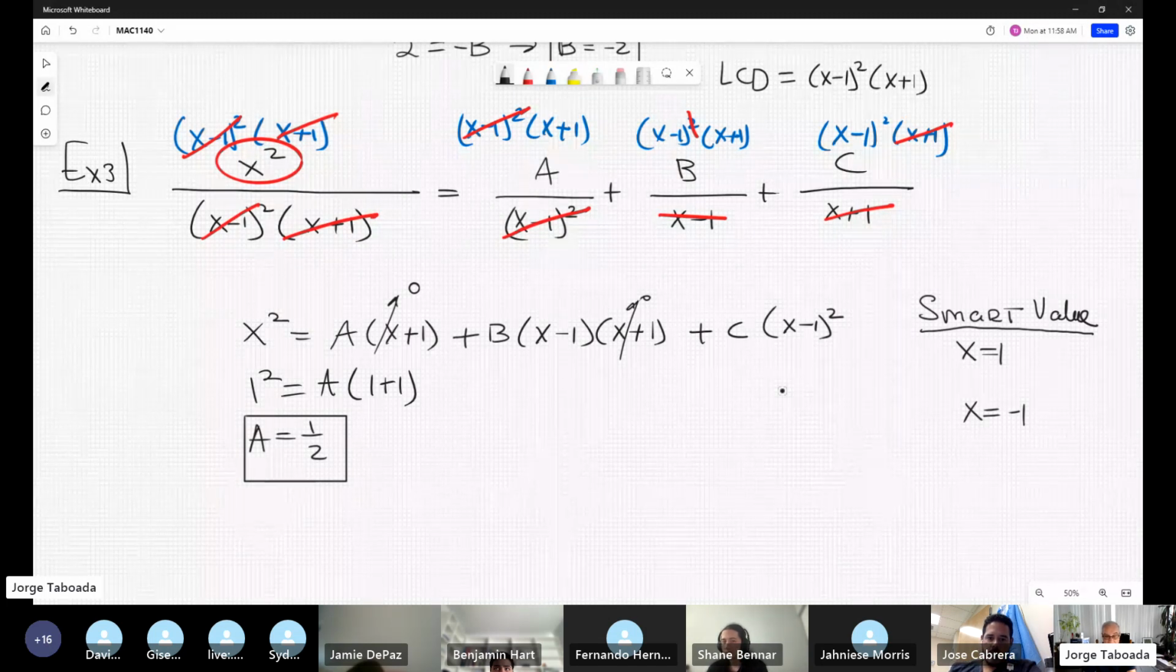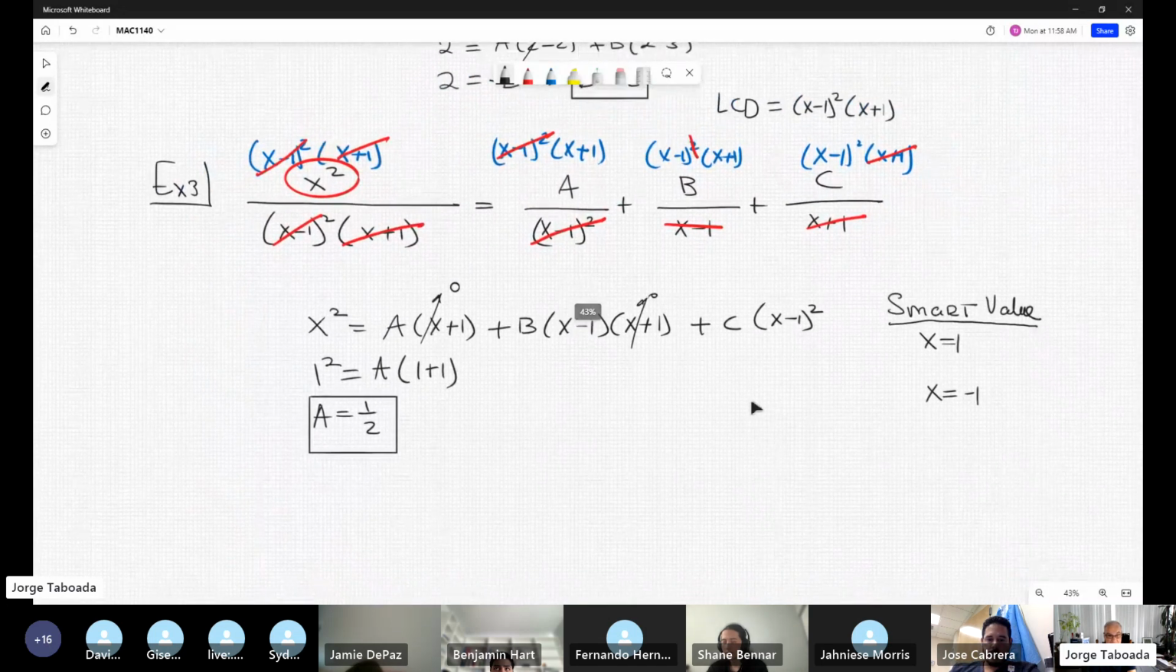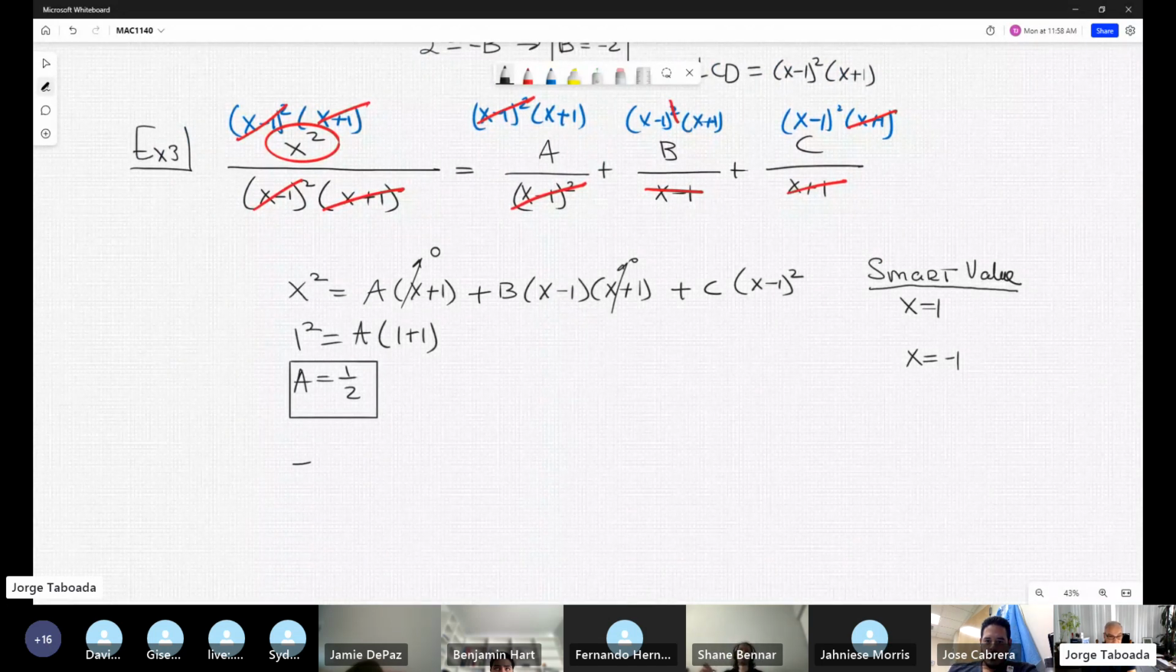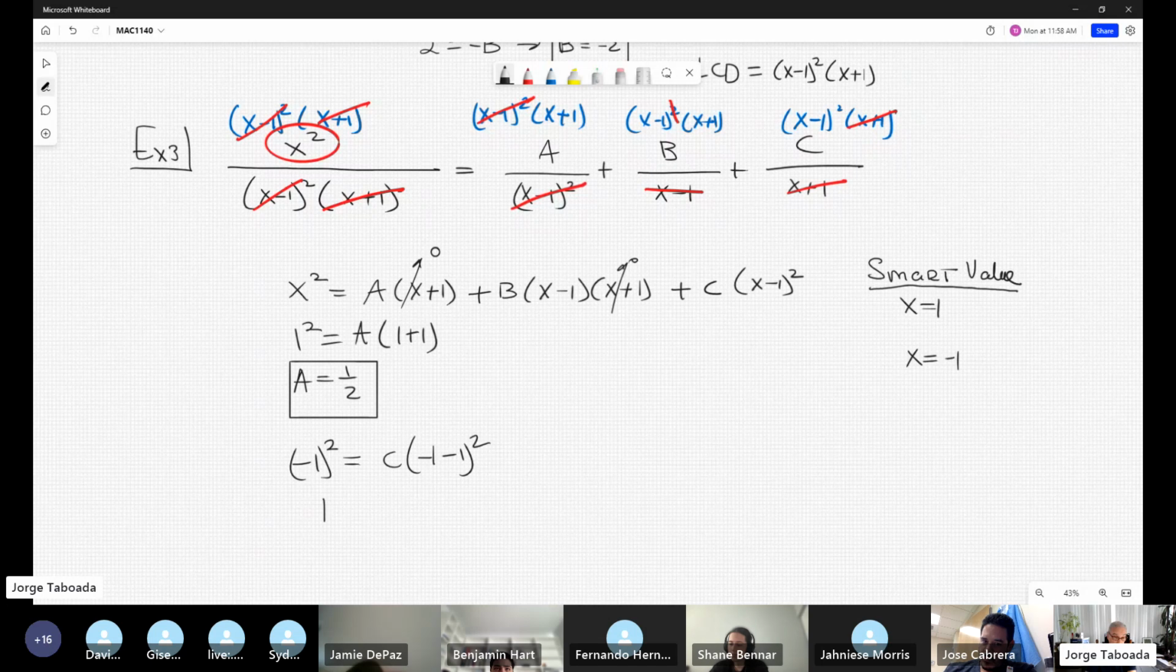So you are able to find C. Negative 1 squared, so you replace x with negative 1. I see that the A part disappears, the B part disappears, and only C stays. Negative 1 minus 1, squared. Okay, negative 1 squared is positive 1, and negative 1 and negative 1 together is negative 2, squared is 4C. Therefore, C is 1 over 4. We're solving this without doing any system of equations. No. Easy way. Because I need to find B.